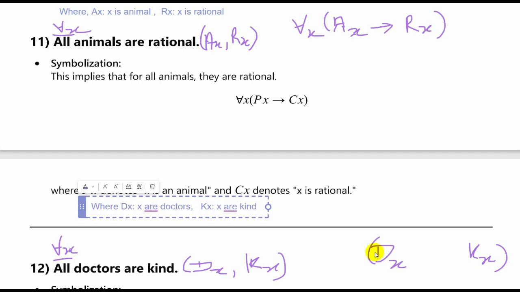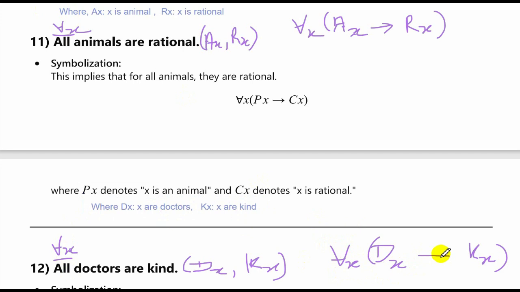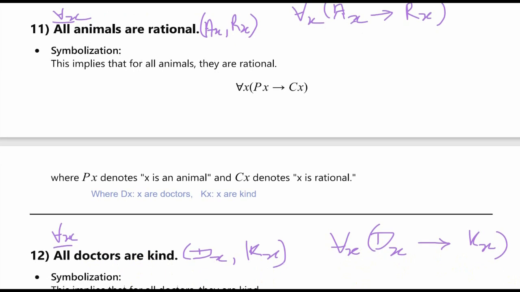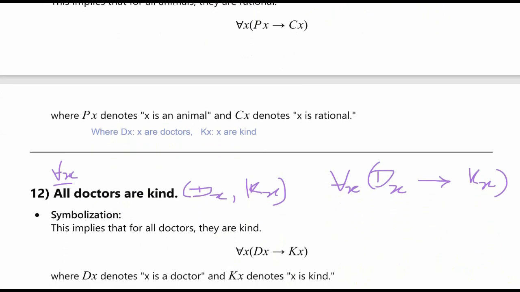Okay, so now we know we are using the universal quantifier. So with the universal quantifier we use the implication sign. Okay, now let's read this. For all x, if x is a doctor, then x is kind. So all doctors are kind. So this is matching. Okay, so it's perfect.